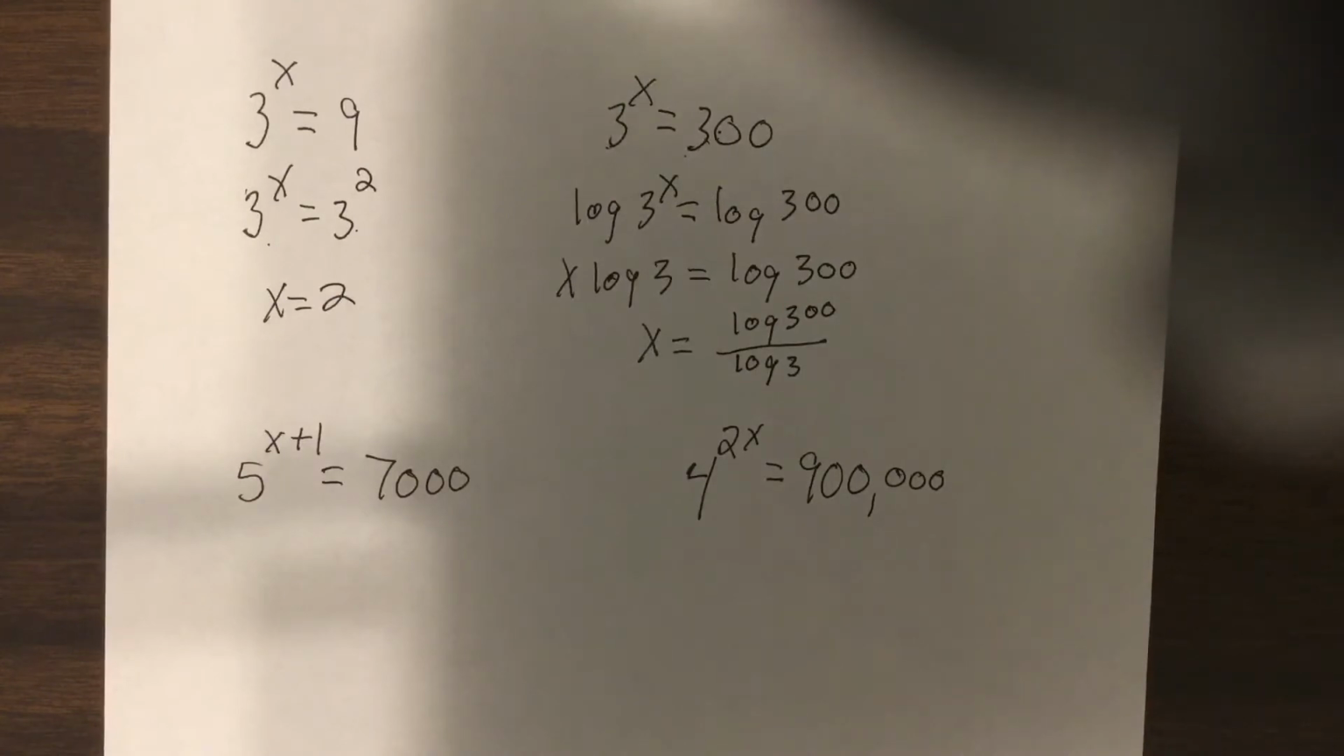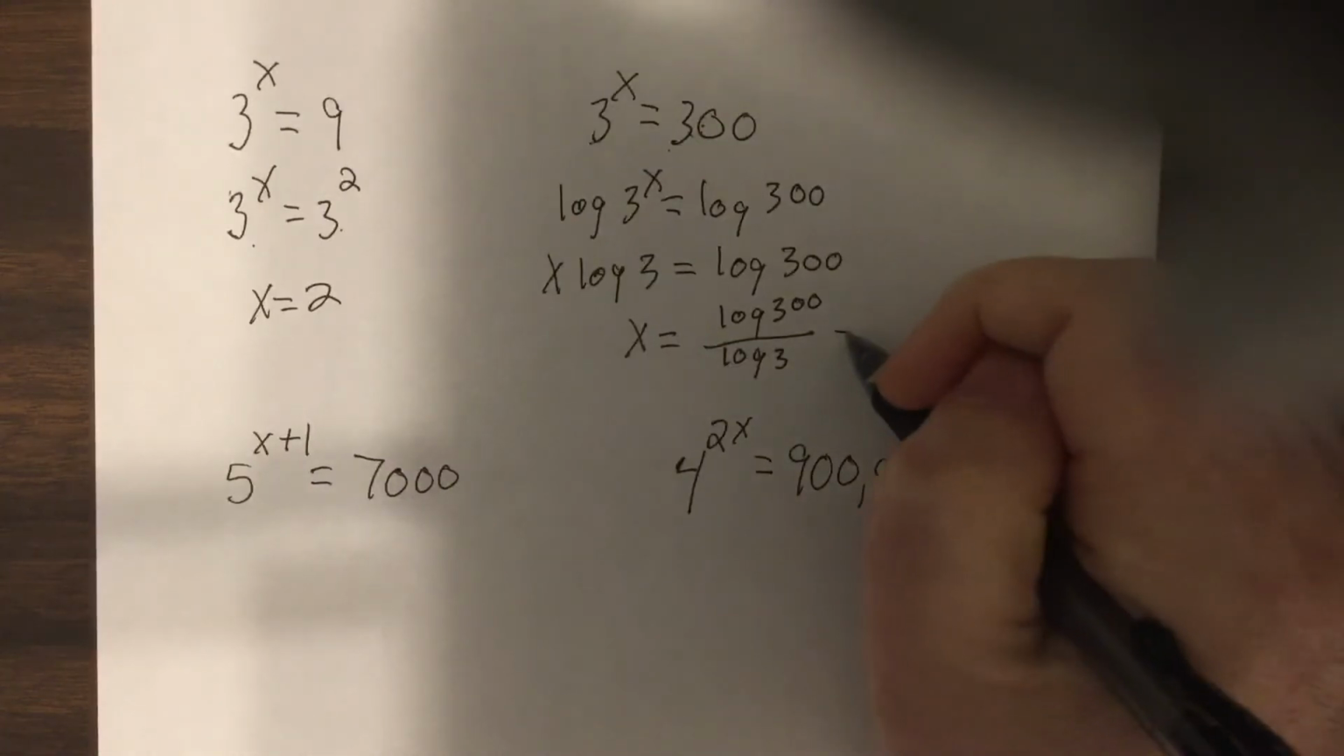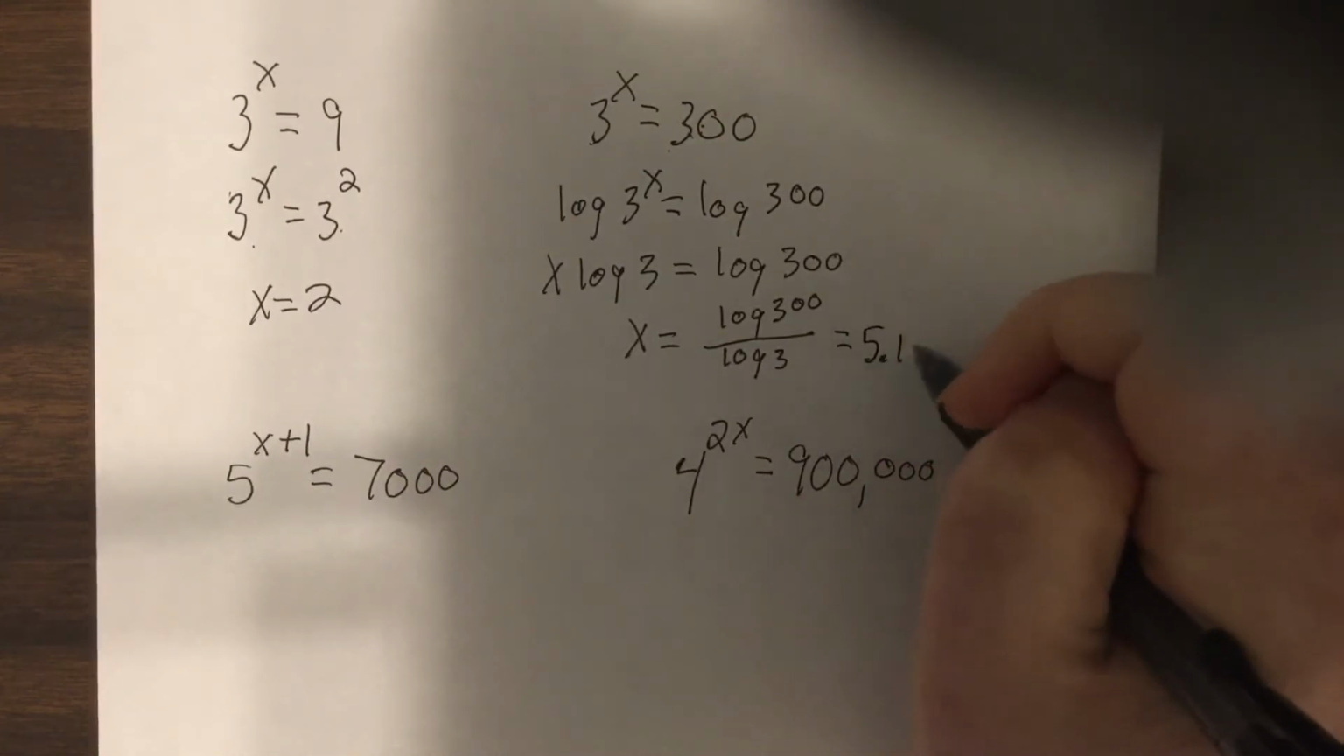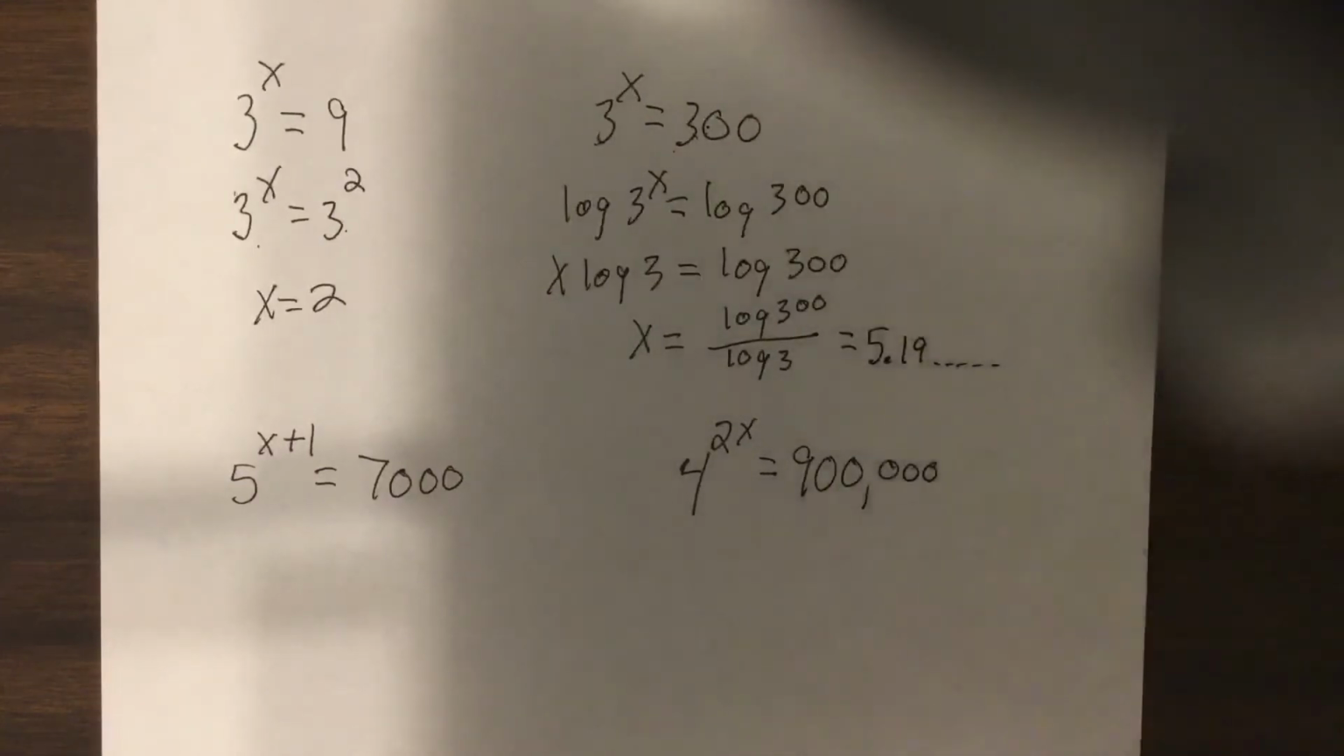So I would do log of 300 divided by parentheses log of 3. And I get 5.19. And that actually goes on forever, of course.